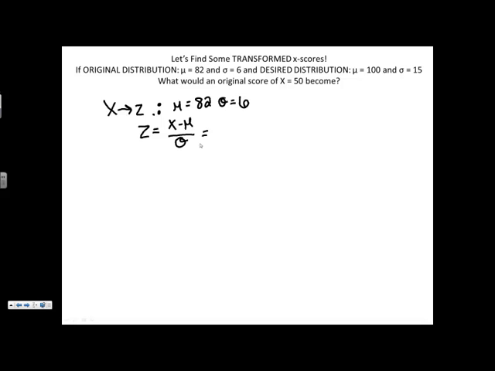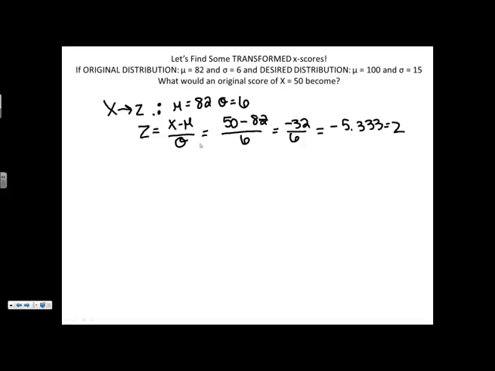Well, the original x value, so what would an original score of 50 become? The original x value is 50 minus the mean of 82 divided by the original standard deviation of 6. So you end up with negative 32 divided by 6, which becomes negative 5.333. So that's a very, very extremely low IQ score on that test.